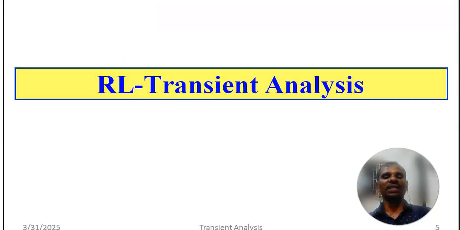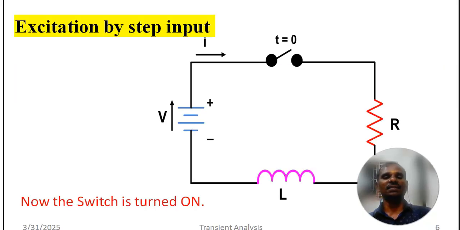So we are going to take an RL transient analysis. Here we have a voltage supply of V and we have a switch which is open. We have a resistance and an inductance in series.